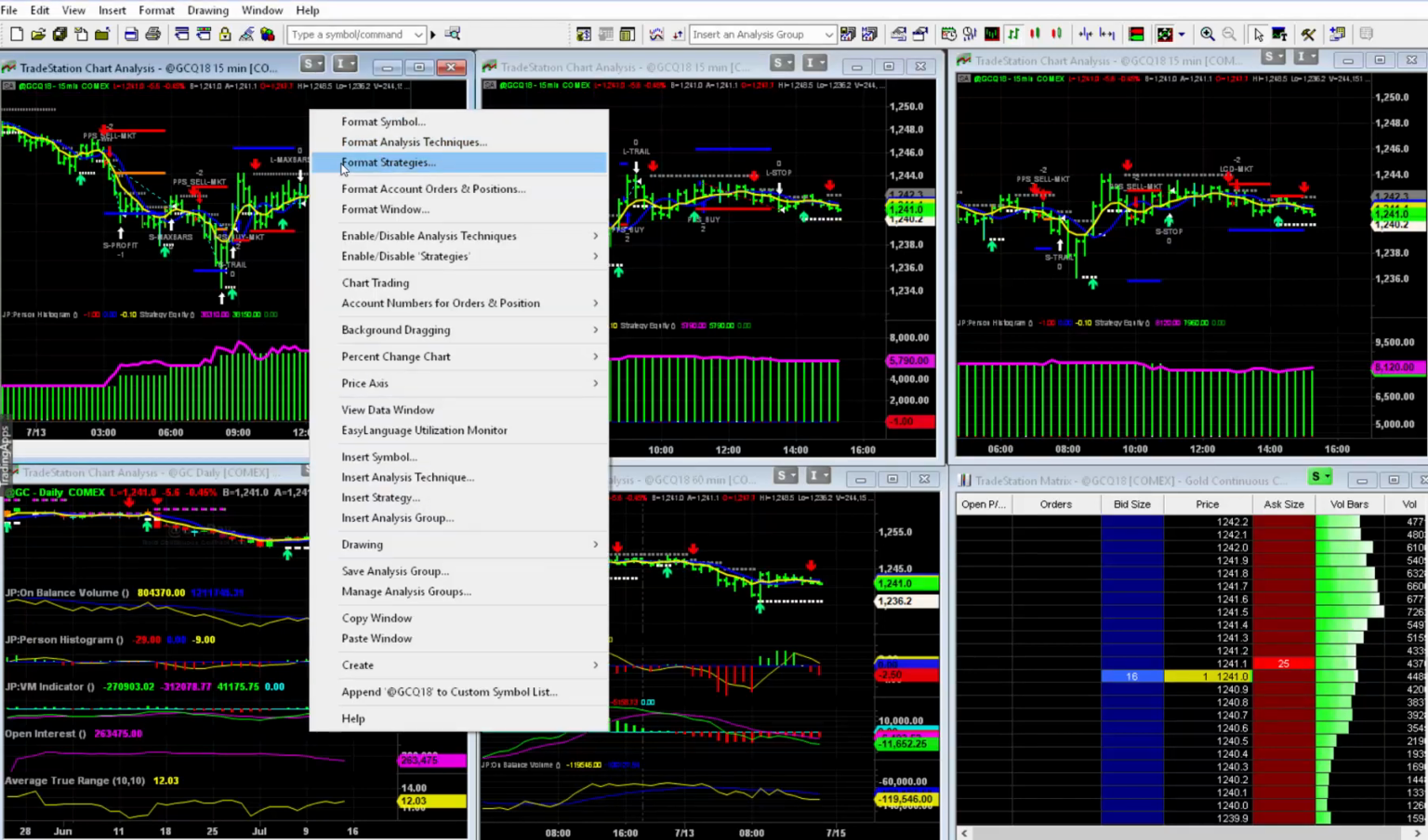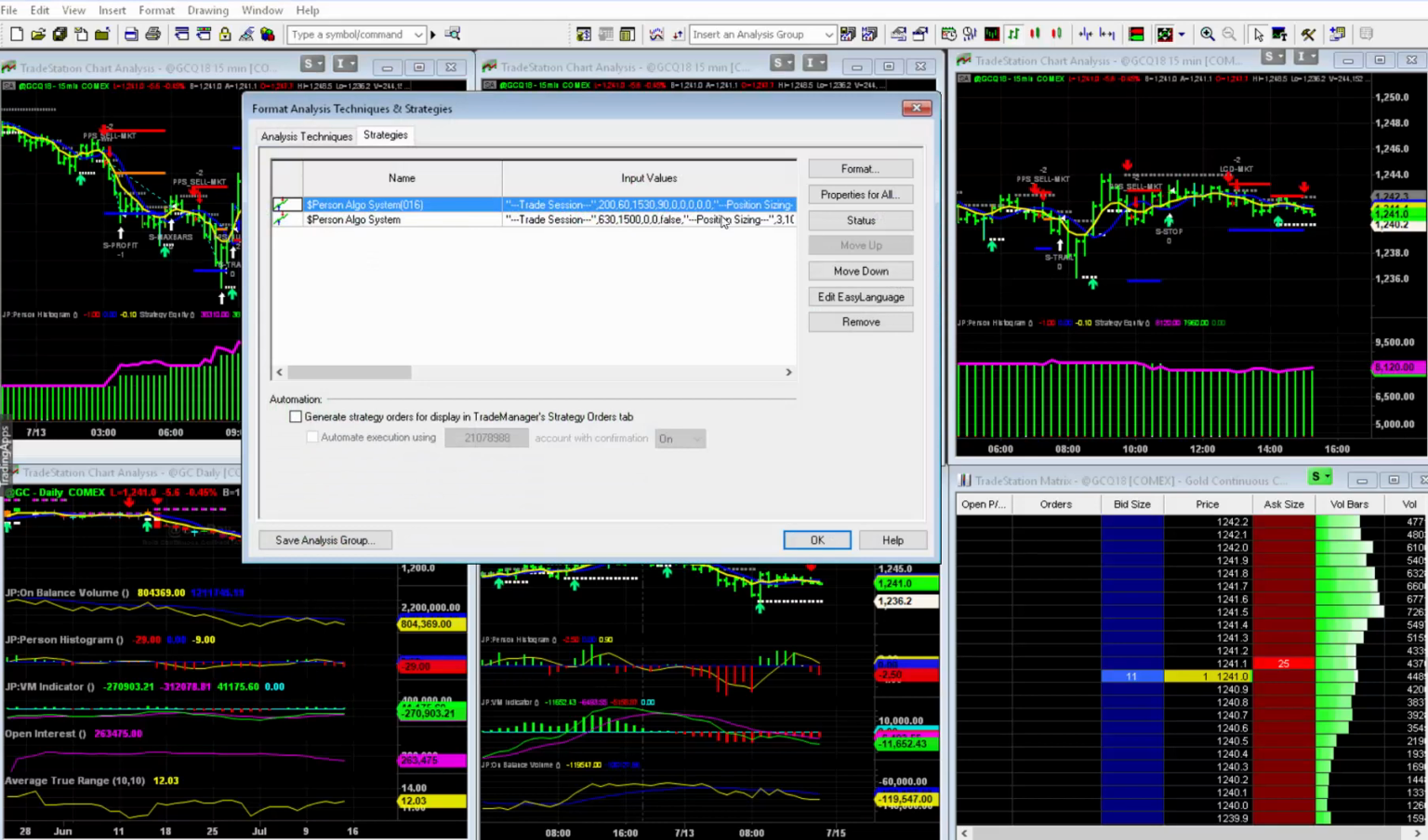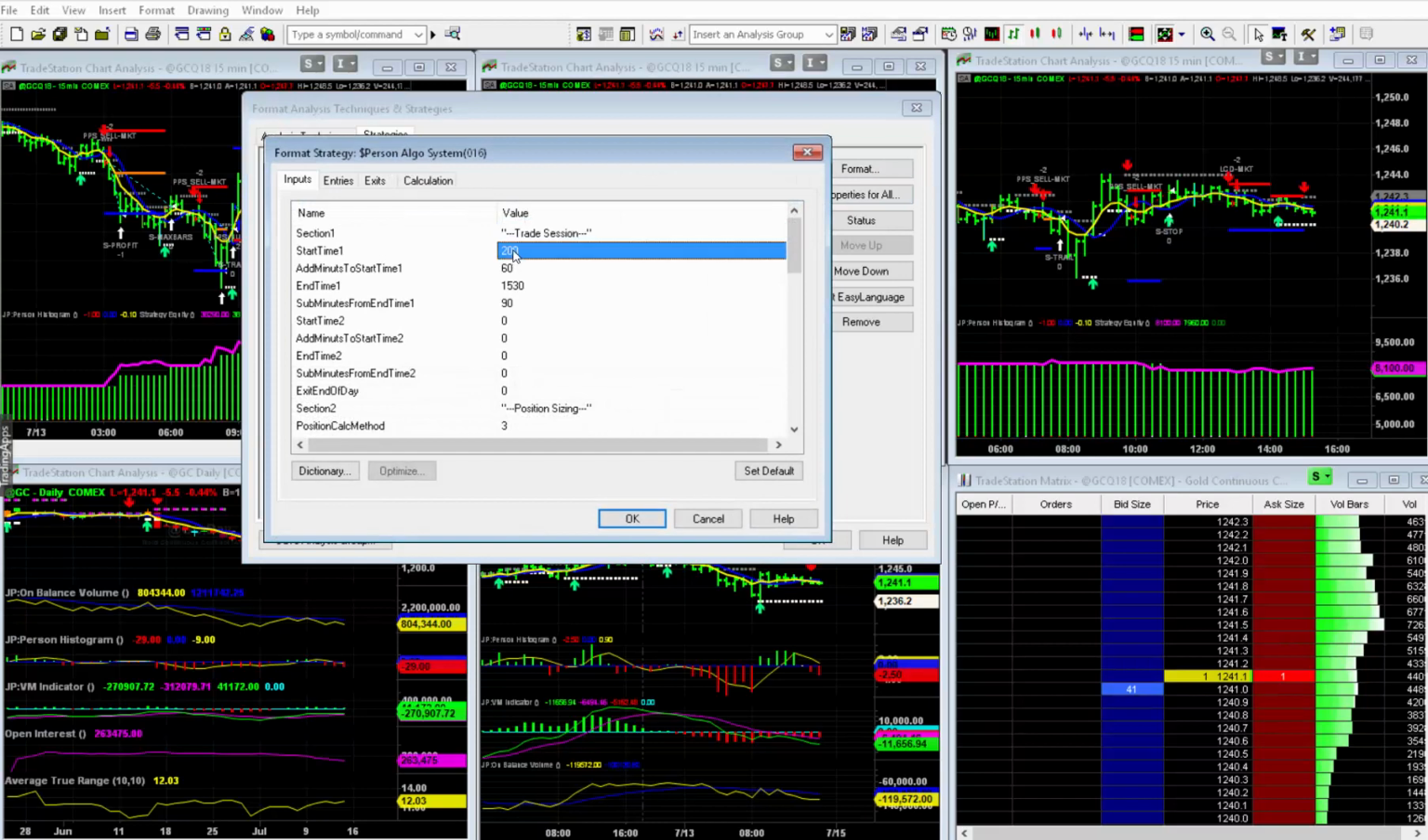Well, if I go over here to Format Strategy, I'll just share with you, just so that you know, we are on Algo 16 setup right there. It only takes trades from 3 in the morning to around 2 in the afternoon, and that's the time frame from 1530 that this defines.